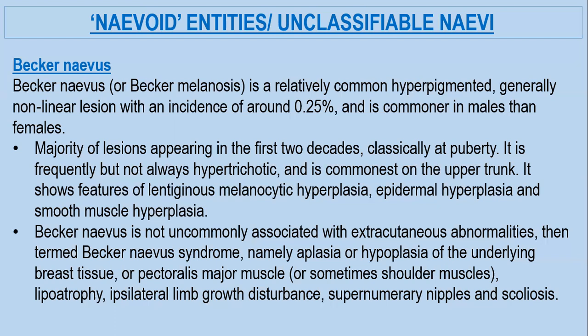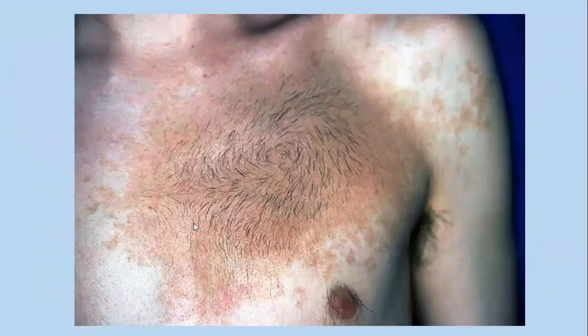Becker nevus is not uncommonly associated with extracutaneous abnormalities. Then it is termed the Becker nevus syndrome. These include aplasia or hypoplasia of underlying breast tissue, the pectoralis major muscle, or sometimes shoulder muscles, lipoatrophy, ipsilateral limb growth disturbance, supernumerary nipples and scoliosis. This is a classical Becker's nevus occurring on one side of the chest.